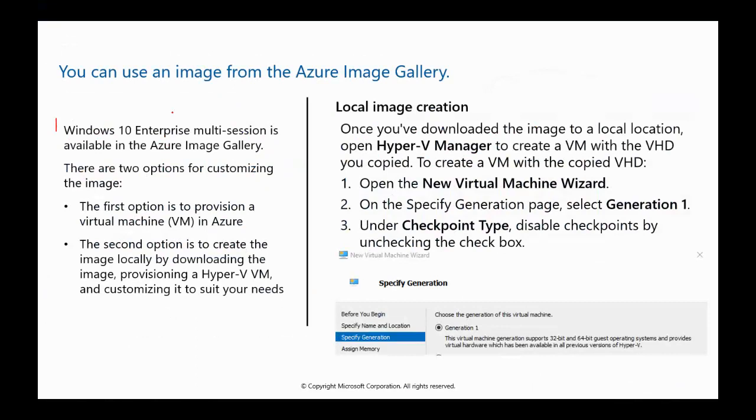type of images. Windows 10 multi-session is very important, and it is available in the gallery of the images. I showed you that. And there are two options for customizing the image. The first option is to provision a virtual machine. The second is to create it local by downloading the image and provisioning to a VM. Let me explain that to you, what I mean by that.